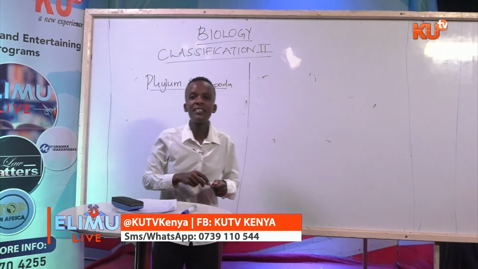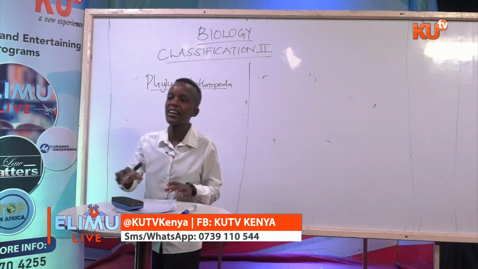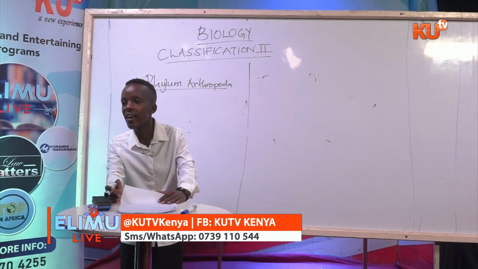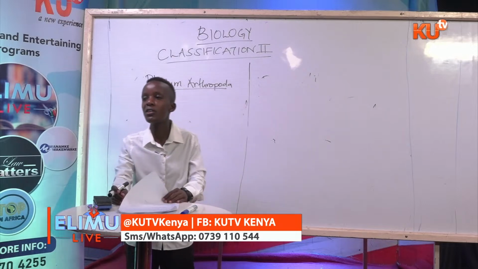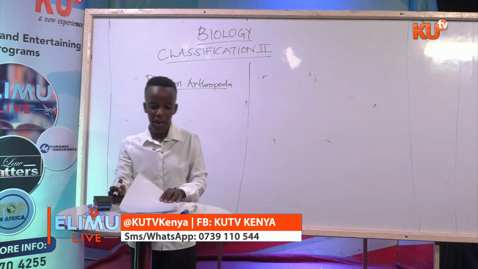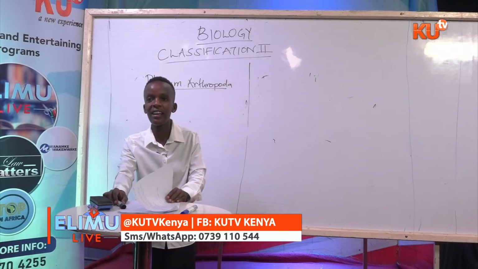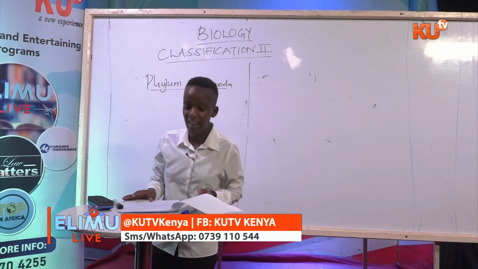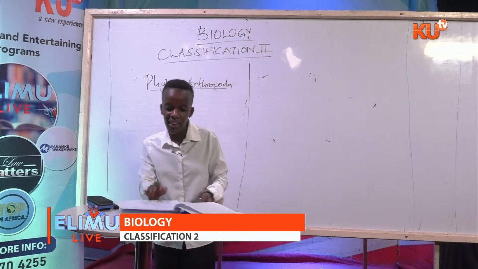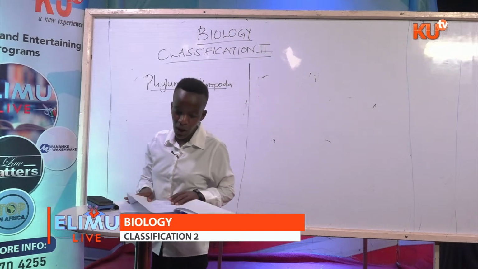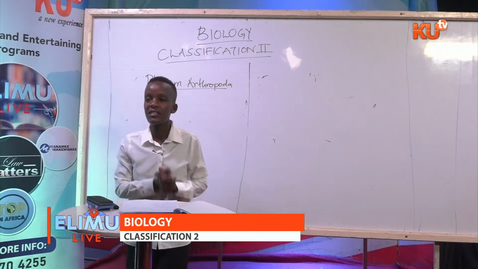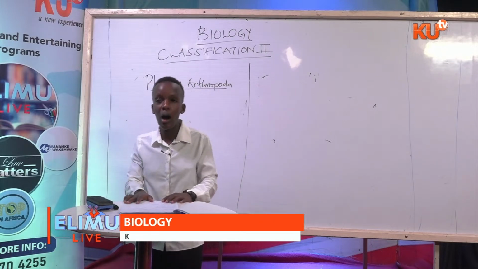We started by discussing class Arachnida. Class Arachnida, we say this is a class which contains the spiders, it also contains the scorpions and other organisms, and the key characteristic is they lack the antennae, they also lack the wings, and they tend to have 2 body parts. The 2 body parts were the cephalothorax and the abdomen.